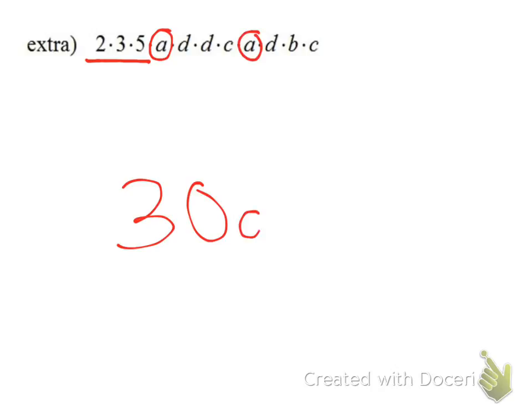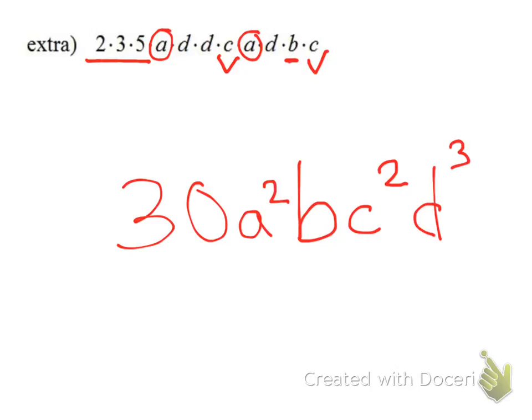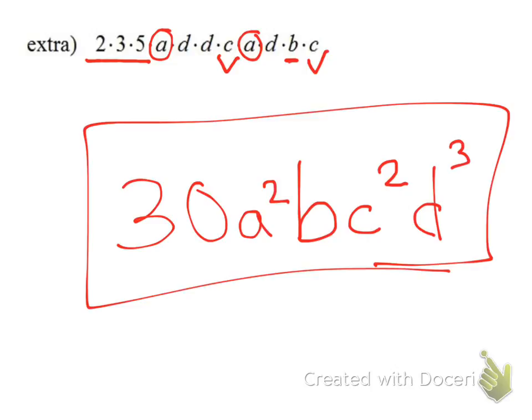All right, here's the next one. What's 2 times 3 times 5? 30. Now the A's are separated, so be careful. We have A and A, so that's A to the 2nd. Very good. There's just one lonely B, so B to the 1st, C to the 2nd, and then what? D to the 3rd. Very good. What are your questions?